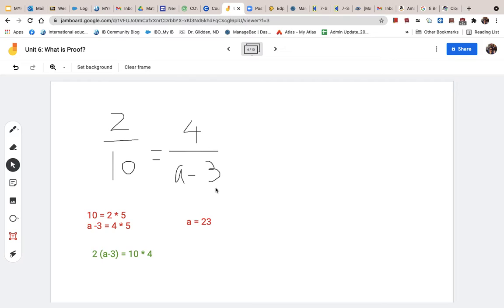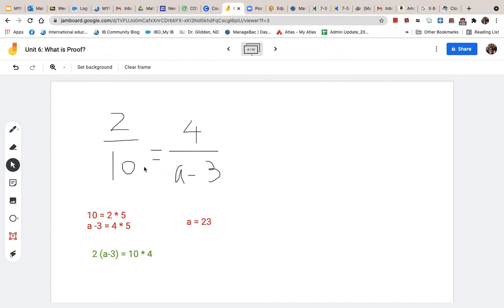Let's take a look at the ratio method first in the red part. As you can see, the denominator here is 10, and it's equal to 2, the numerator, multiplied by 5.